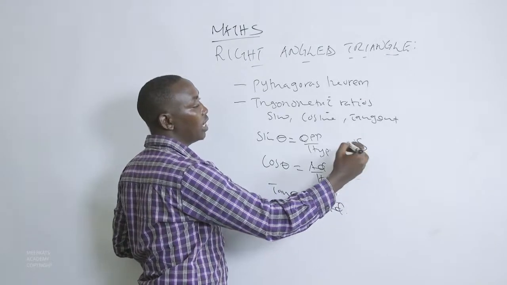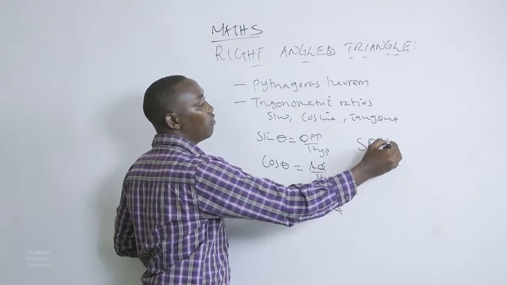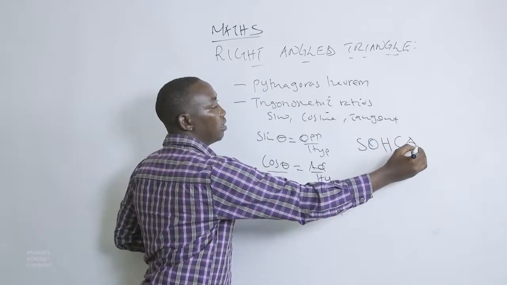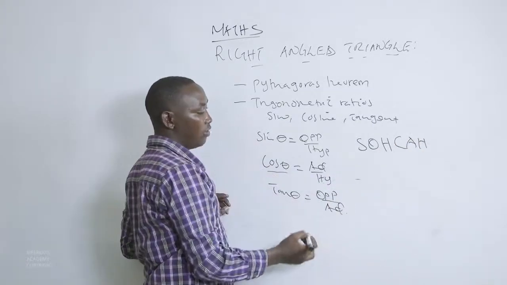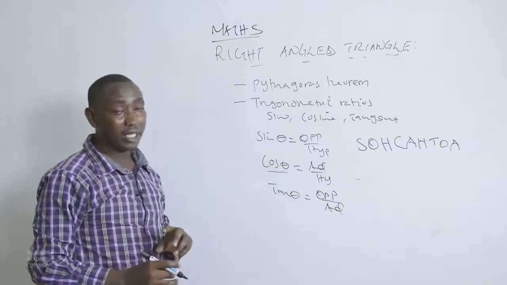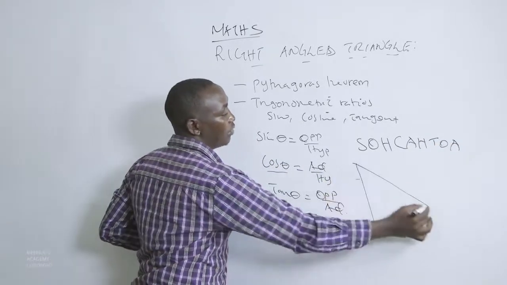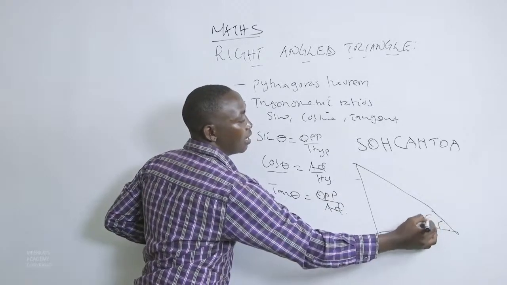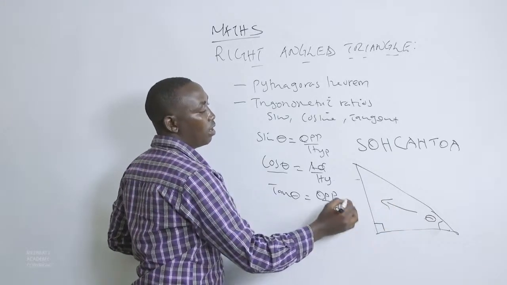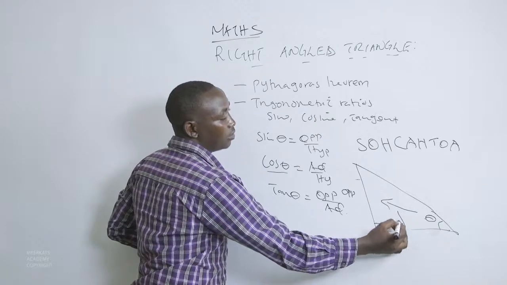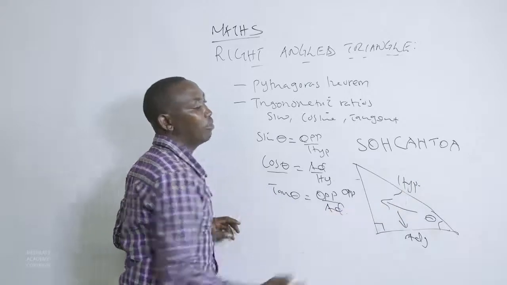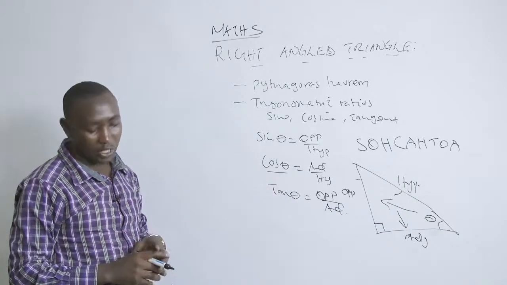That is, if you want to get sine, it is opposite all over hypotenuse. If you want to get cosine, it is adjacent all over hypotenuse. And if you want to get tangent, it is opposite all over adjacent. Again, it is important to note that if that is our right angle triangle, then that is angle theta, that is 90 degrees. The opposite to this angle will be this side. The adjacent to this angle will be this side, and the hypotenuse will be that particular side of the triangle.